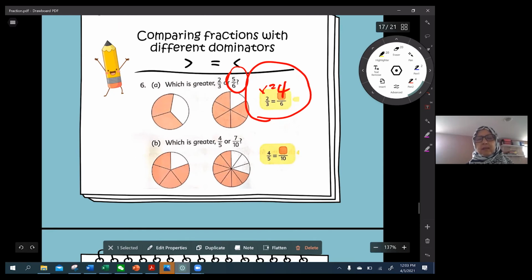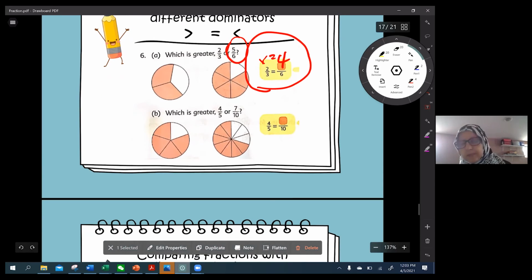For B, 4 out of 5 is bigger than 7 out of 10 because 7 out of 10 has more space. Okay, Galena, could you explain that again? So now you turn 4/5 into what? Okay, I didn't hear you properly. So Galena can multiply by 2, so it equals 8 out of 10.